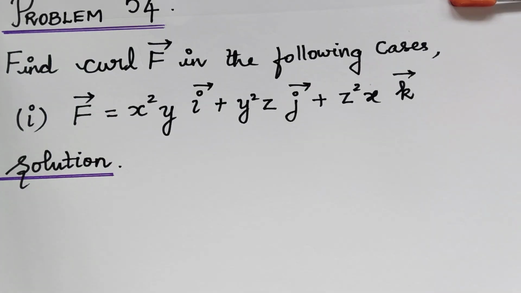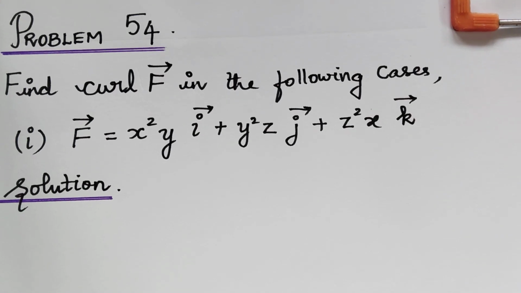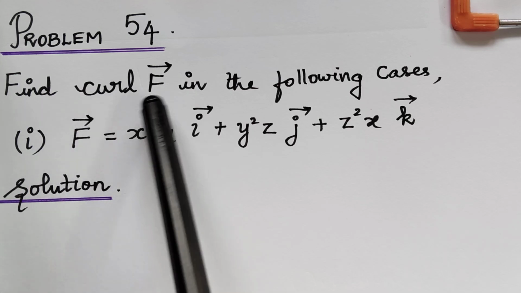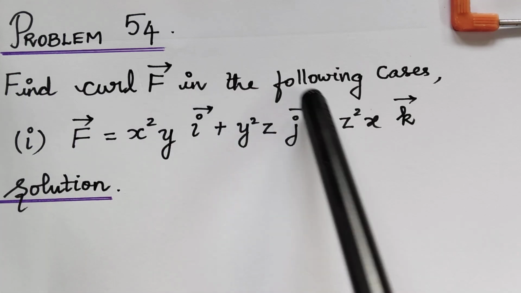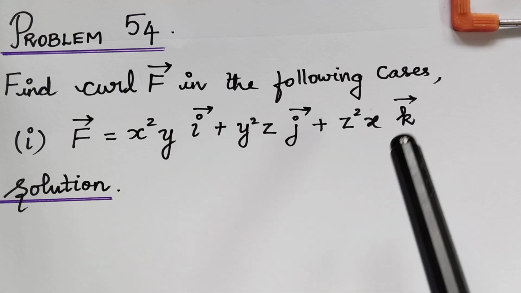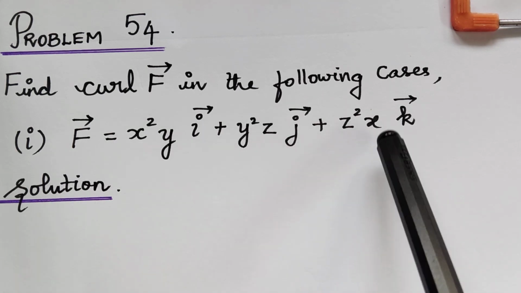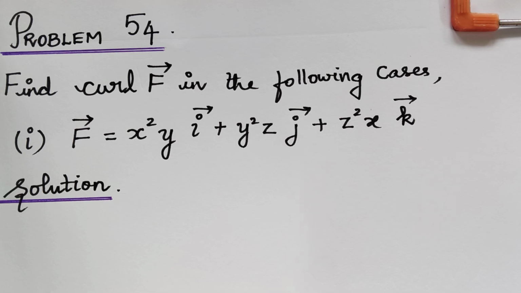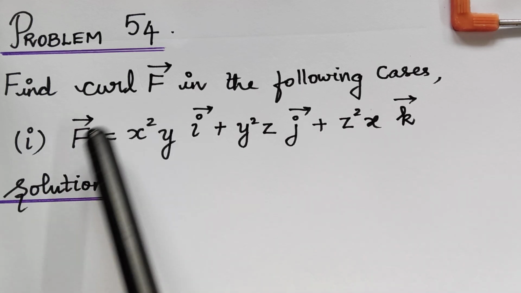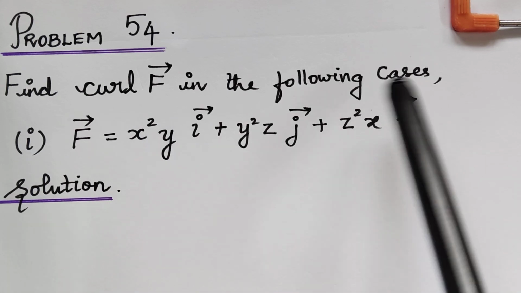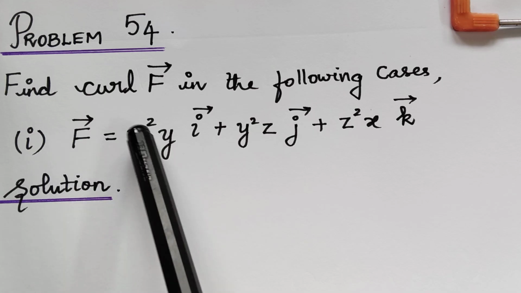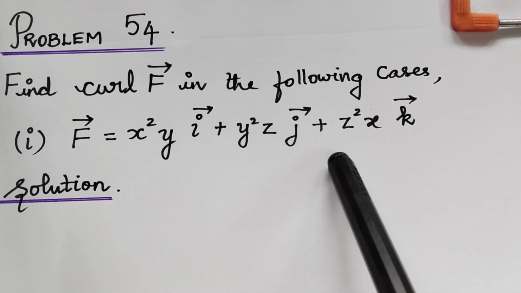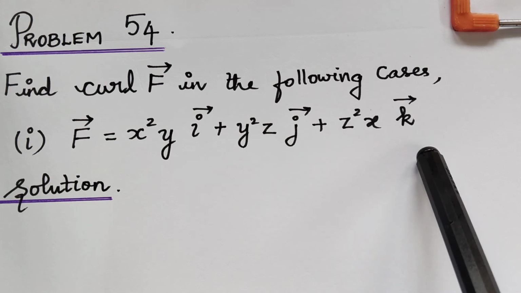Here we have the first problem under this topic, which is to find the curl of the vector point function f vector in the following cases. There are two subdivisions. I have written the first subdivision here, and following this problem we will solve the second one also. We have to find the curl of the vector point function given by x squared y i vector plus y squared z j vector plus z squared x k vector.